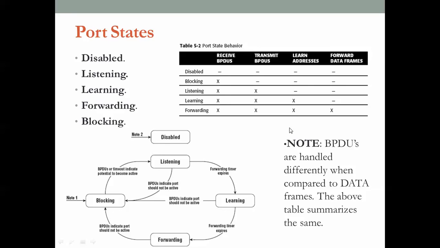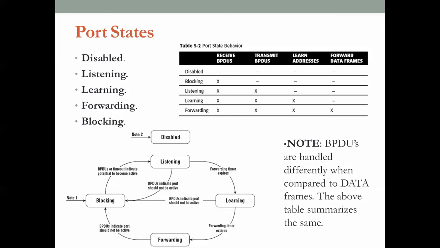It's important to realize that BPDUs are to be given priority, because it is only through BPDUs that we get to know of the network. It is through BPDUs we get to know of the faults in the network. So BPDUs are handled in a different way when compared to data frames. So during these stages of the ports, we are not supposed to transmit any data, right? So listening is that stage wherein you're still listening to configuration messages in order to make a decision.